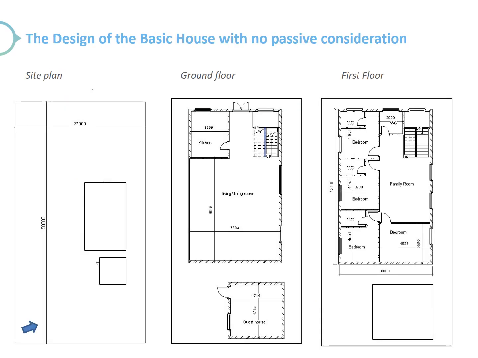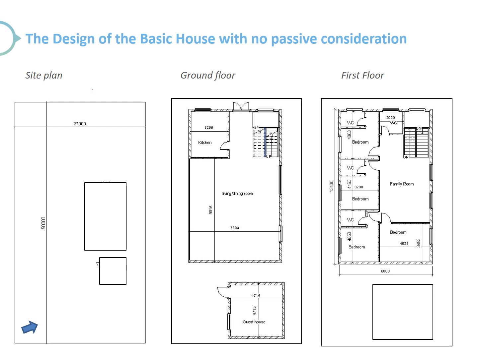At first, we're going to design a basic house with no passive strategies considered in it. First, the drawing is the site plan. As you can see in the site plan, the long direction of the building is aligned with the long direction of the site plan. So solar orientation is not considered, just the shape of the plot is considered in locating the building.